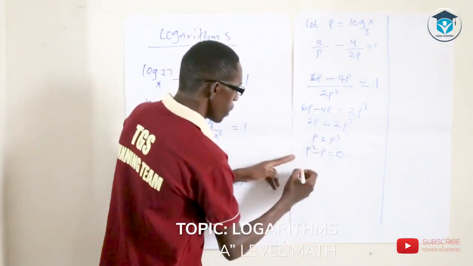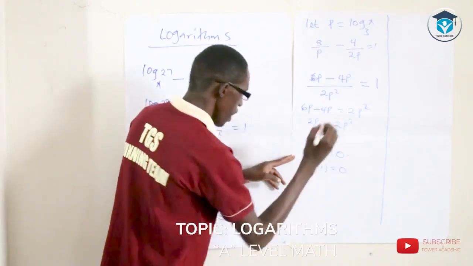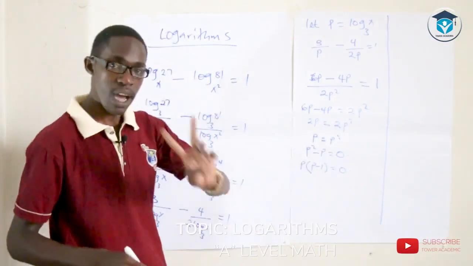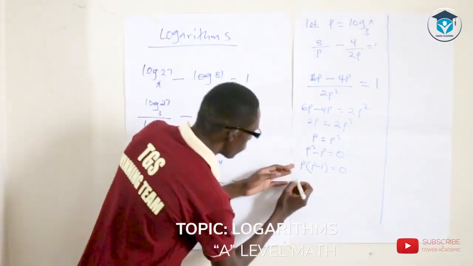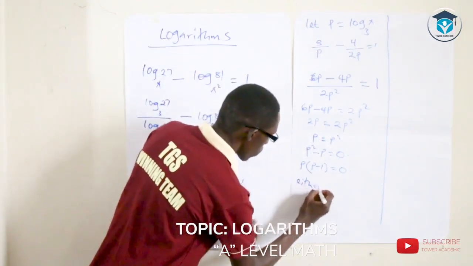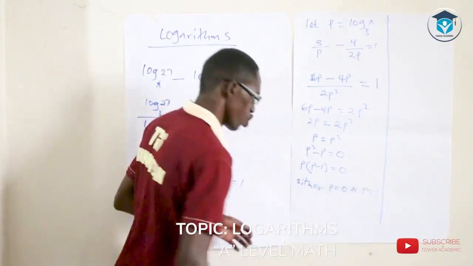So we pull out 1p. When you pull out a common p, we shall have p times (p minus 1) giving us 0. So at this level, we have now got two values of p. So we are going to say either p equals 0 or p equals 1.